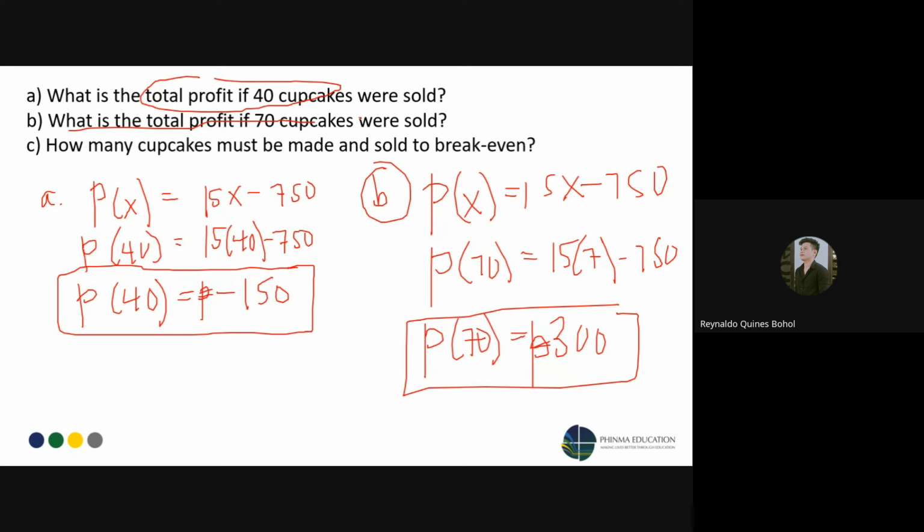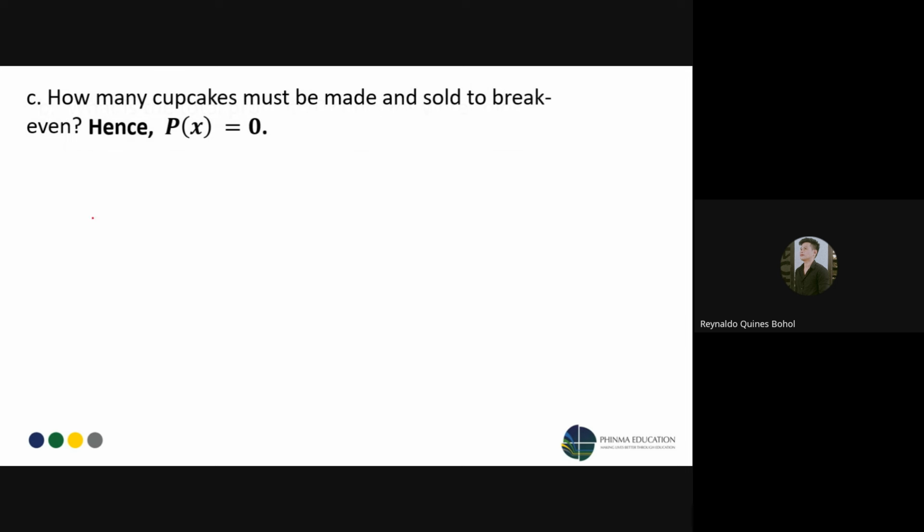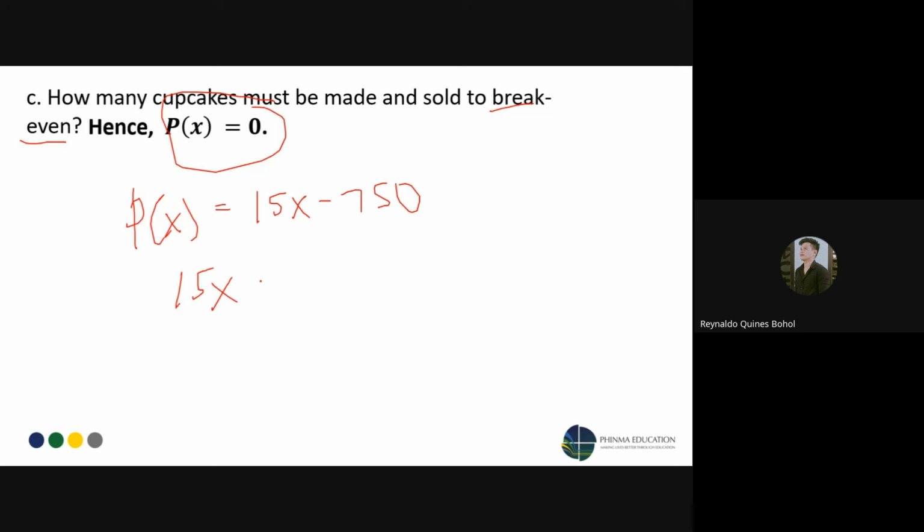Next, for letter C, the break even. When it's break even, your P of x is always 0. The P of x is equal to 15x minus 750. And this is 15x equals 750.